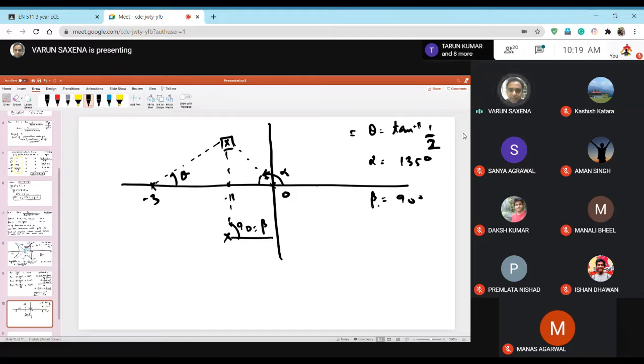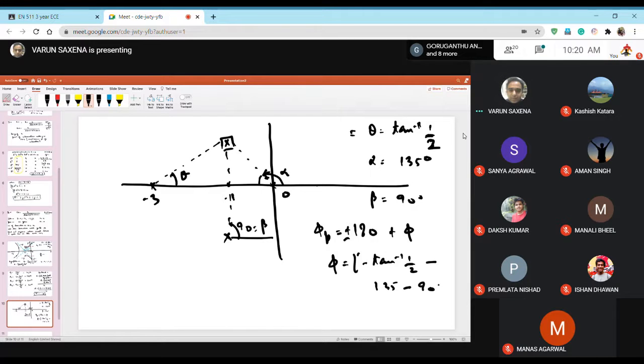So then basically phi p will be 180 plus minus q, which becomes 0 in this case because you're taking only 1. Then you have a plus phi. So your phi is basically all the angles by zeros minus all angles by poles. So that will be tan inverse 1 by 2 minus 135 minus 90. If you substitute it over here, you will get phi p. So you just take the plus sign right now.